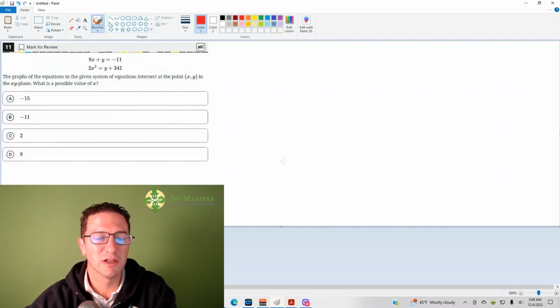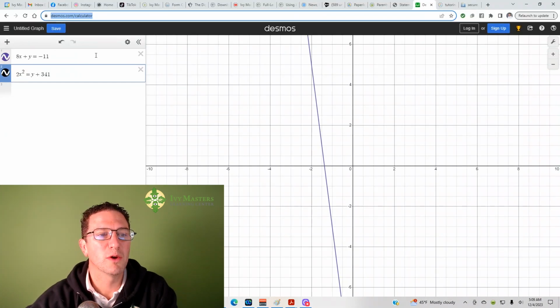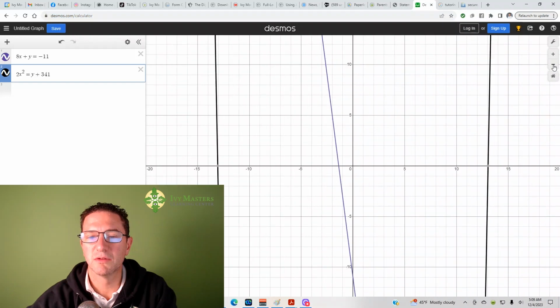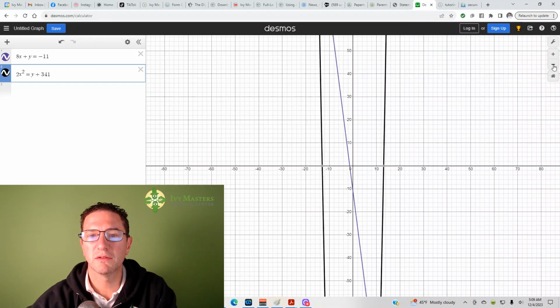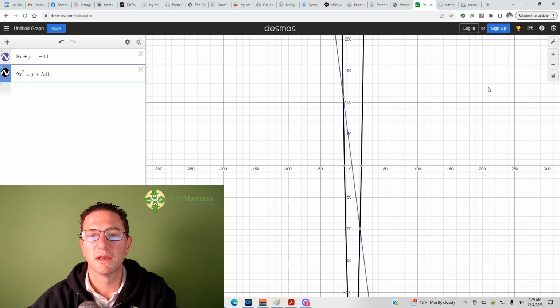It's like legal cheating. Let's go to Desmos, and if you plug each of these in, you're going to see only one line here. All you have to do is zoom out. In the upper right, you've got the minus, zoom out, zoom out, zoom out. Now you see two intersection points. It's asking for the x value of the intersection point. Here it's negative 15, and if I scroll over the other intersection point, we get positive 11. So it's either going to be negative 15 or positive 11.